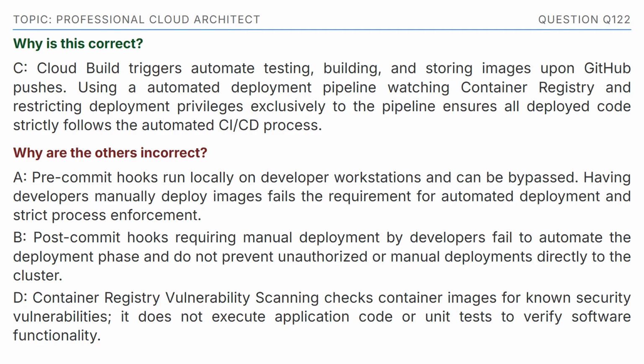Why are the others incorrect? A. Pre-commit hooks run locally on developer workstations and can be bypassed. Having developers manually deploy images fails the requirement for automated deployment and strict process enforcement. B. Post-commit hooks requiring manual deployment by developers fail to automate the deployment phase and do not prevent unauthorized or manual deployments directly to the cluster. D. Container registry vulnerability scanning checks container images for known security vulnerabilities. It does not execute application code or unit tests to verify software functionality.